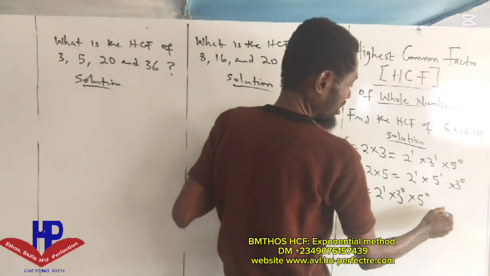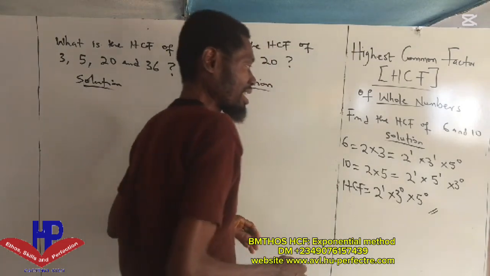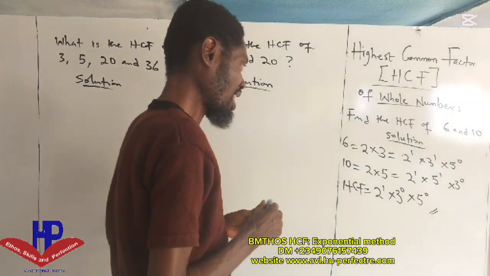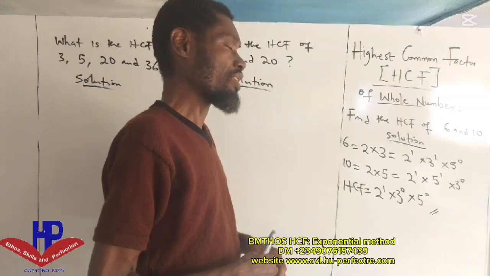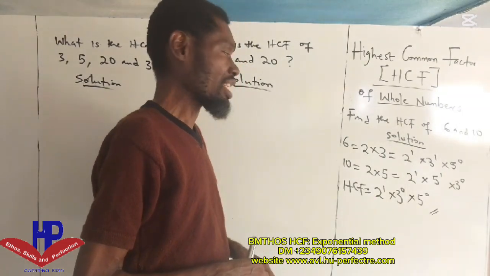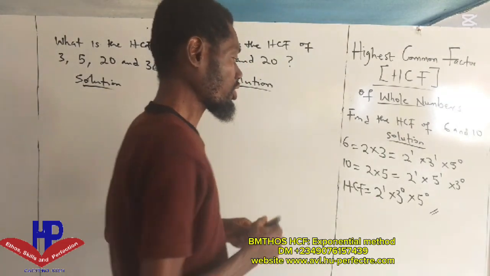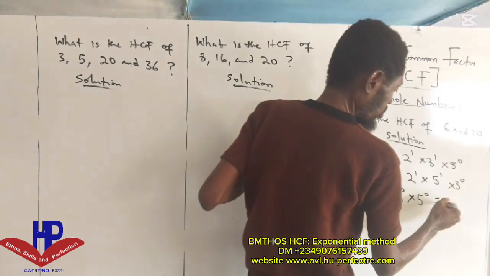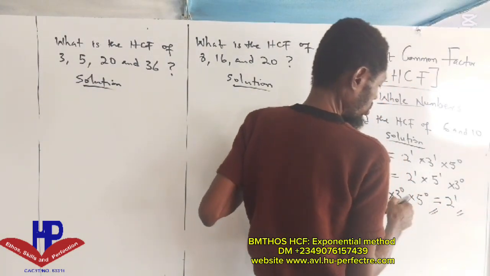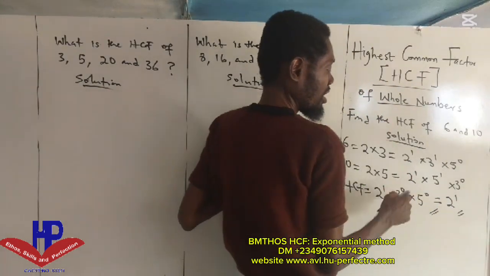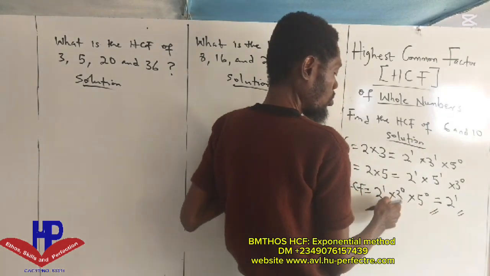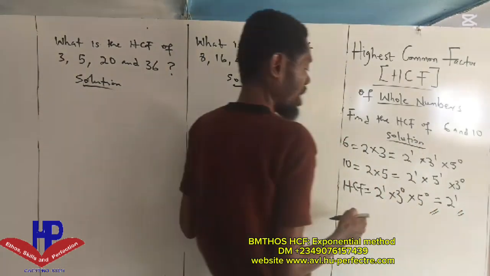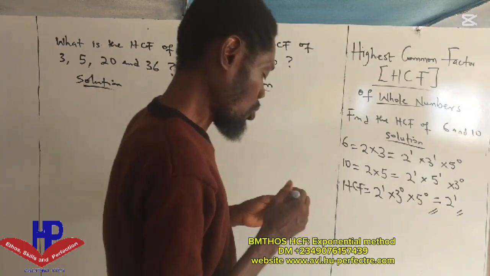This is the index answer. The index answer of 6 and 10 is simply 2 raised to the power 1 times 3 raised to the power 0 times 5 raised to the power 0. Or you can just tell us the answer is 2 raised to the power 1, because 3 raised to the power 0 is 1 and 5 raised to the power 0 is 1. And 1 times 1 is still 1. 1 times this number is still this number. So our answer is 2 raised to the power 1.